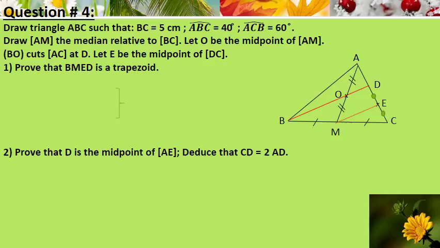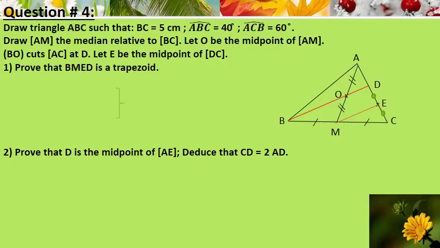The first part, we should prove that the quadrilateral BMED is a trapezoid. Look at the quadrilateral BMED. We should prove that this is a trapezoid. To prove a quadrilateral is a trapezoid, we should prove that it has two parallel sides, okay? Yes. This red line and this red line are in which triangle? DBC.